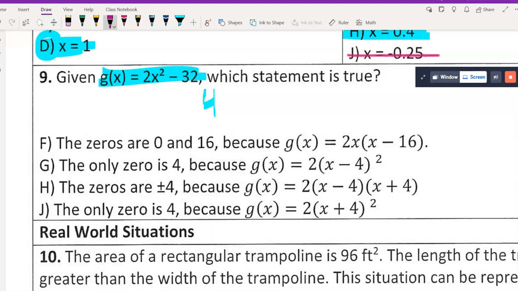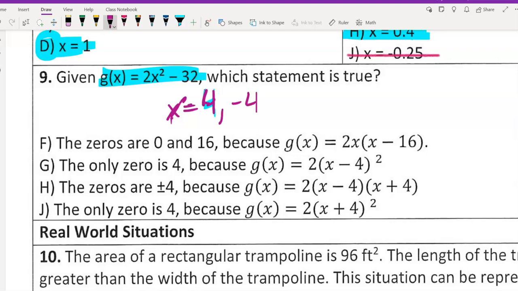Let's see, mark 4. X equals 4 and negative 4. Sorry for the writing, my pen is messed up. The zeros are 0 and 16. No, that's not true. The zeros are 4 and negative 4. The only zero is 4. No, we have 2. The zeros are plus and minus 4. That's good. And the last one says the only zero is 4. Okay.